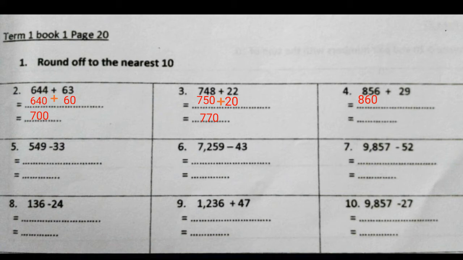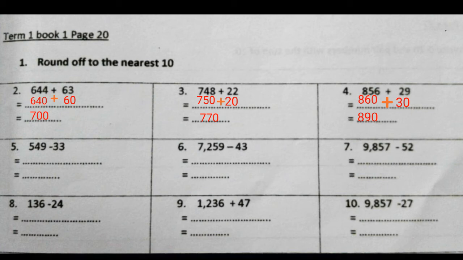29. 9 is a rounding up number, so we add 1 to 2. So 2 becomes 3 and 9 turns to 0. So it's gonna be 30. Now, 860 plus 30 equals 890.